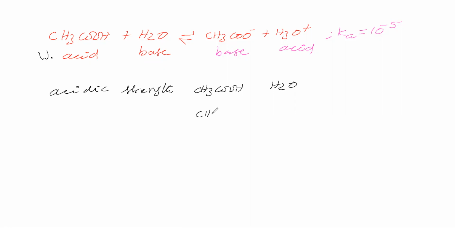Next, we will compare the acidic strength of acetic acid and H3O plus. Here the equilibrium constant is 10 to the power of minus 5. That means forward is taking place as well as backward is taking place. Extent of forward is less, extent of backward is more. Why? Because Ka is 10 power minus 5. But both forward and backward are there.